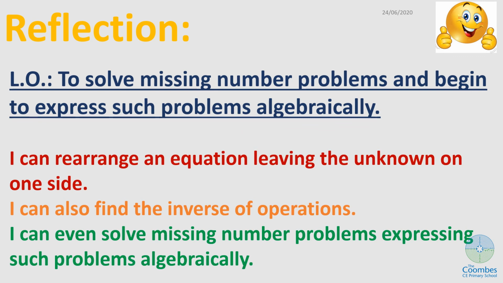Just as a reflection, were you able to rearrange the equation, leaving the unknown on one side? Were you also able to find the inverse of the operations? Were you even able to solve missing number problems and express them algebraically? If you were able to do all that, well done. You have achieved the objective.